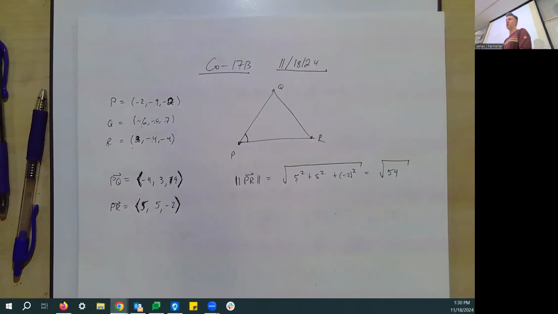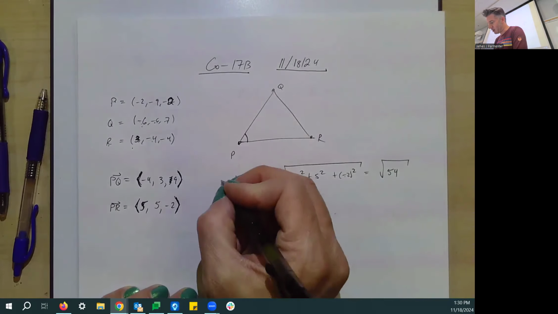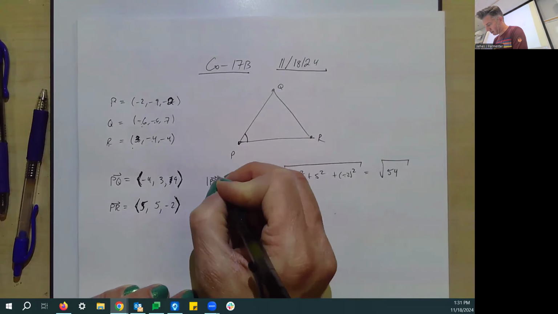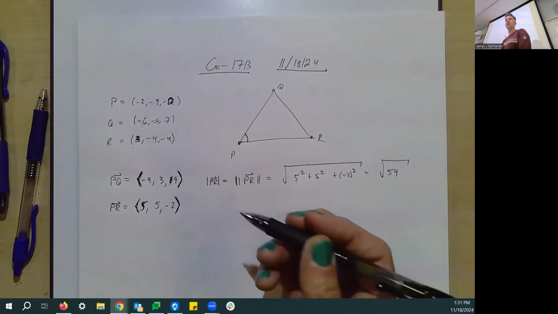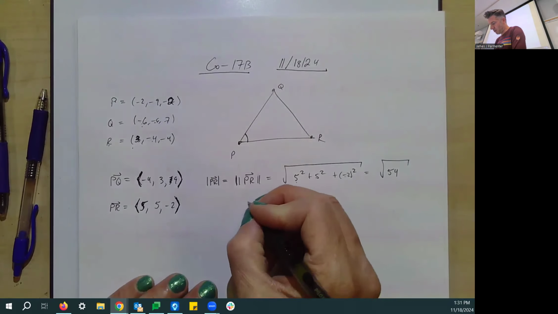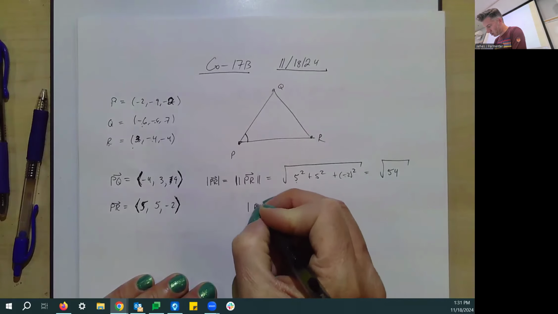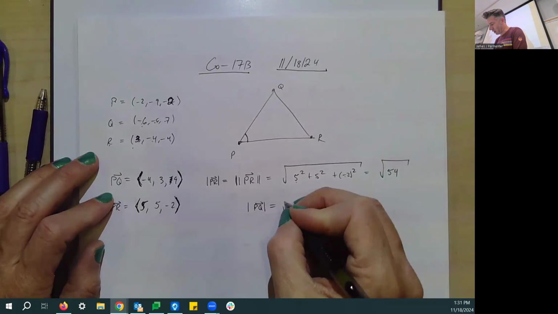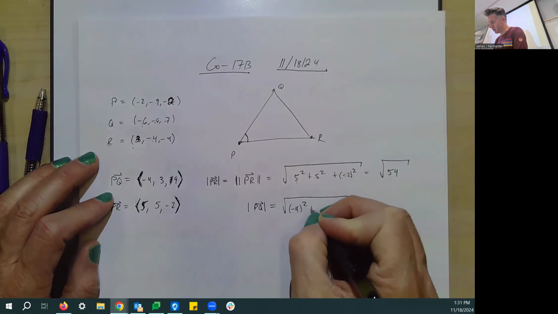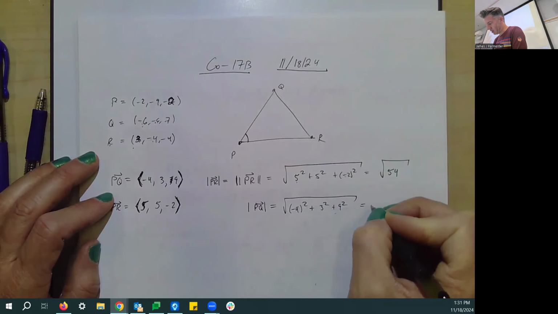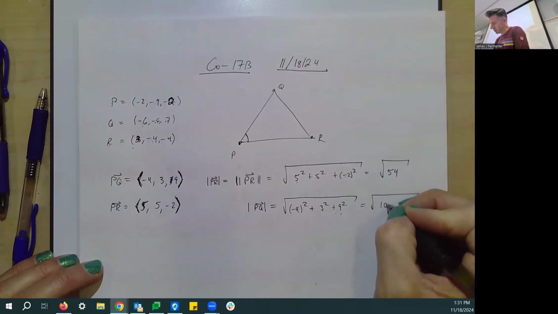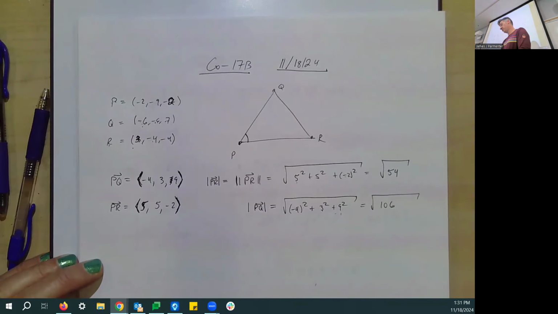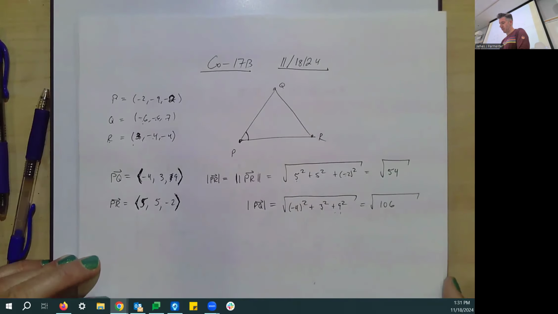That's the way some people write the magnitude. You could also write it as just one line. Both notations are totally fine and used in all places. This is more of a linear algebra notation, but your teacher might use that also. Magnitude of PQ is equal to the square root of negative 4 squared plus 3 squared plus 9 squared, which is the square root of 81 plus 9, which is 90, plus 16, which is 106. And we don't need to worry about simplifying any of those.